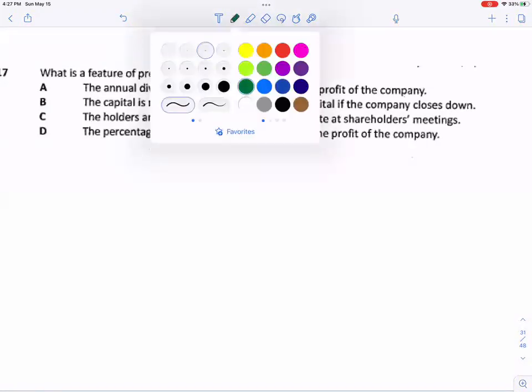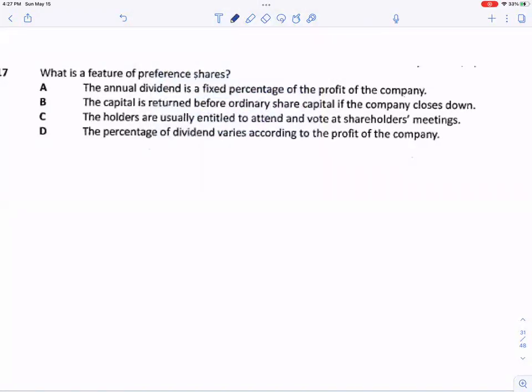B is the answer. Why are the others not the answer? The percentage of dividend is fixed. So annual dividend is fixed. Whether you will receive it every year or not depends upon the profits of the company.